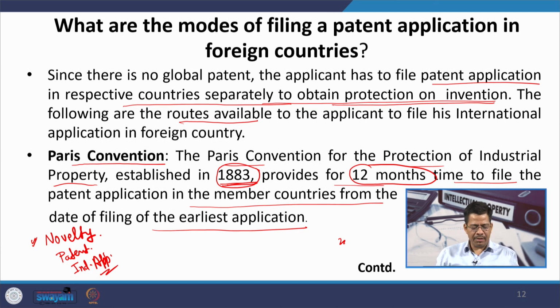So, this Paris Convention helps you in protecting the novelty for 12 months. After 12 months, the novelty will not be protected. That is the significance of this 12-month period.